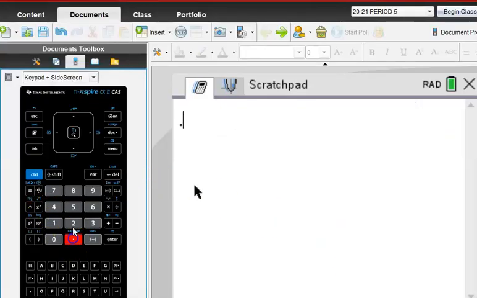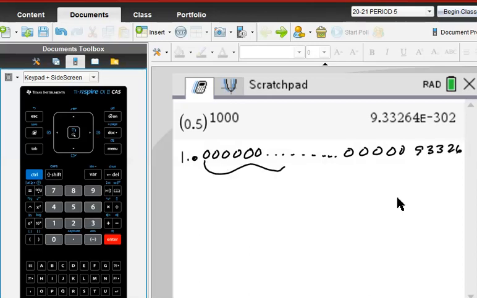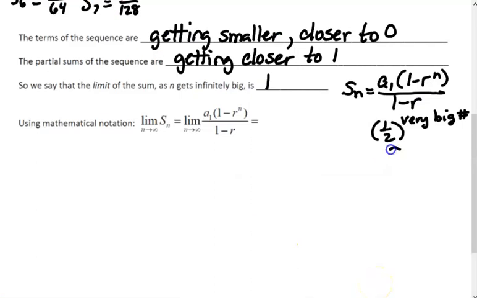On my calculator, I'm just going to do 0.5 to the 1,000th power. This says 9.3 times 10 to the negative 302. So we're saying 0.000... there are 302 zeros here. That isn't a 1 there, that's just my cursor. We're talking about a number that is very, very close to 0. And the bigger I make this number, the closer that will be to 0. So as n gets infinitely big, 1/2 to the n basically turns into the number 0. So this is approximately equal to 0.